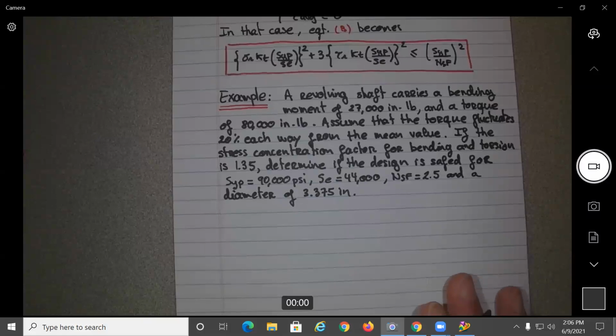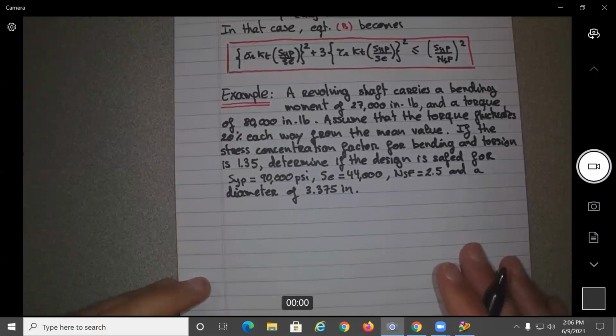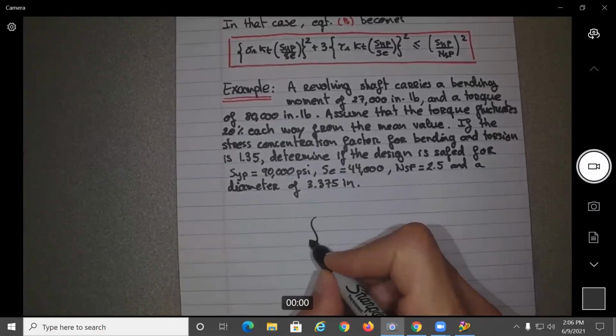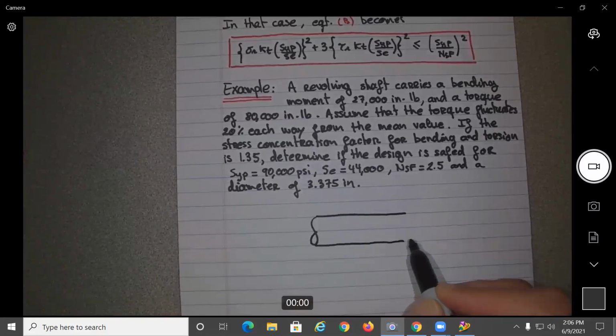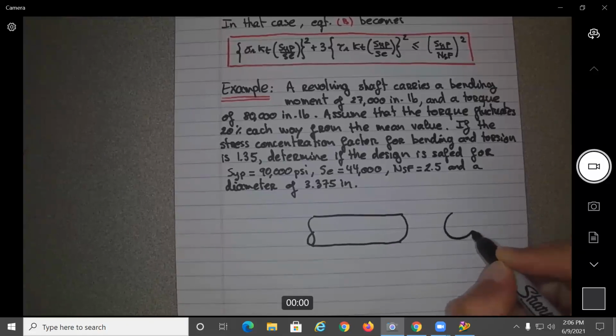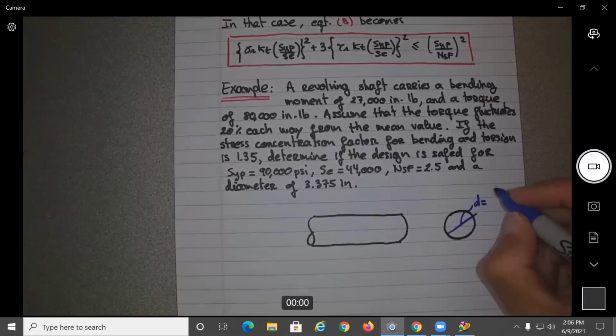Okay, so all this is a lot of writing, and I'm not good at reading. So what I like to do is translate everything into some type of figure. So let's do a figure, okay? If I needed to do a figure for this problem, let's say you do some type of shaft over here. We know it's a solid shaft. Over here, what do we know? The diameter is 3.375 inches.